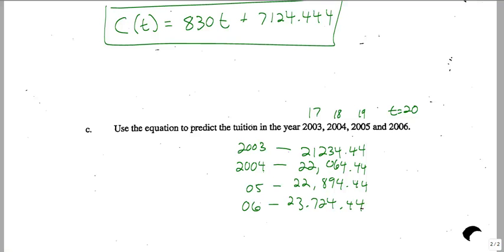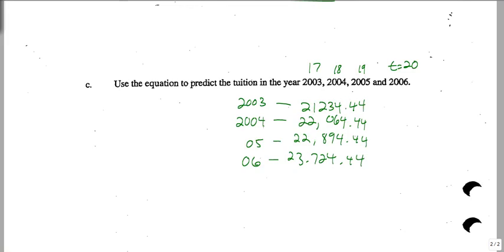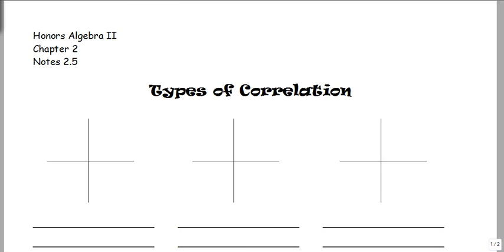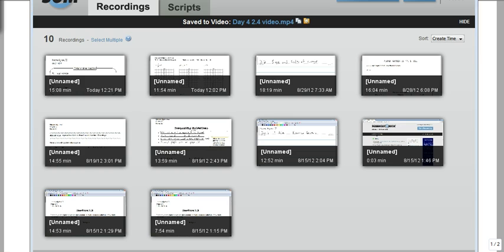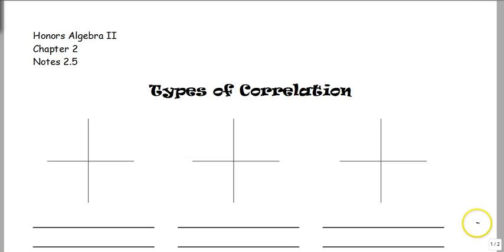So let's look at the 2.5 note sheet, which is the next note sheet, and we'll go from there. Here it is. Oh, I'm still okay. I didn't know if I was still recording there.